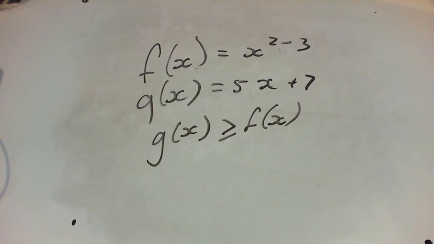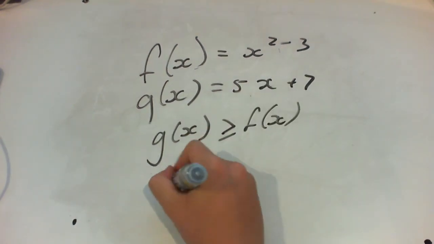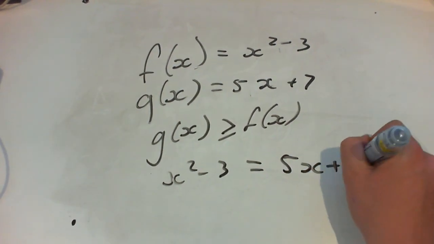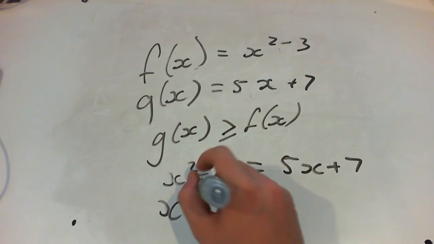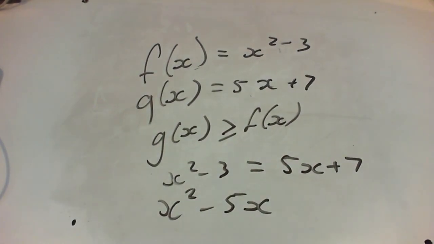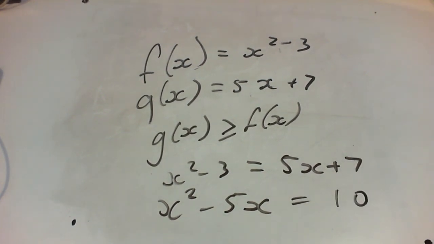We can do this by hand without looking at a graph. We can look at the end just to see if we're right. So we first have to find the intercepts. We can just let them equal each other. x squared minus 3 equals 5x plus 7. Bring the negative 3 over that side, bring the 5x over this side, we get x squared minus 5x equals 10, because we brought 3 over that side. We can factorize out an x.